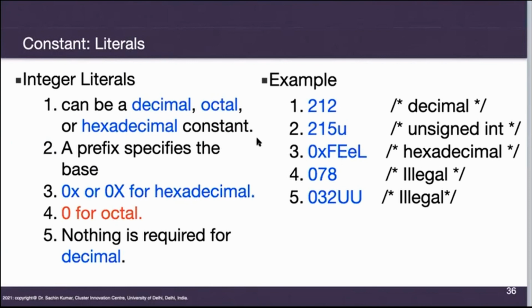Integer literals can be a decimal, octal, or hexadecimal constant, and need a prefix specifying the base. If you place 0x or 0X, it is hexadecimal. If you place 0, it is octal, and if you place nothing, then by default it is considered a decimal value.